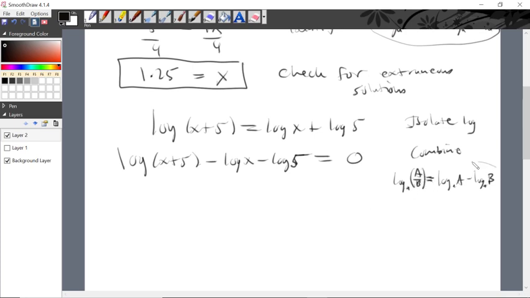Okay, so we need to use that law as well as the sum law. So these combine into the single logarithm that has a base 10, because all of these had the base 10 logarithm. Okay, we can say that the x plus 5 is going to be in the numerator, and both 5 and x would be in the denominator.